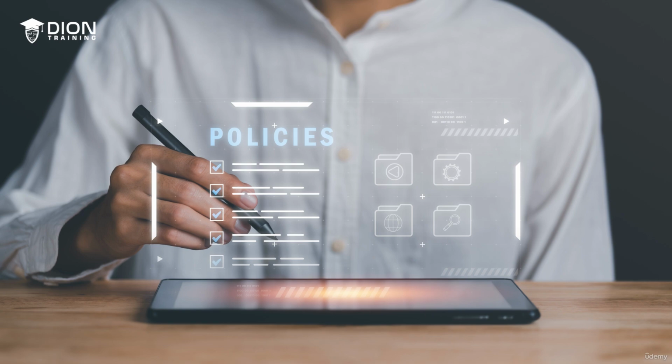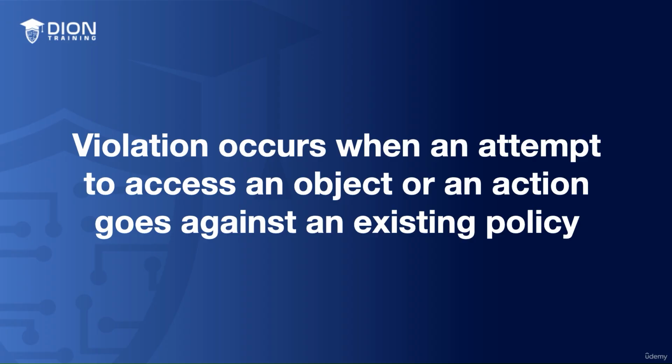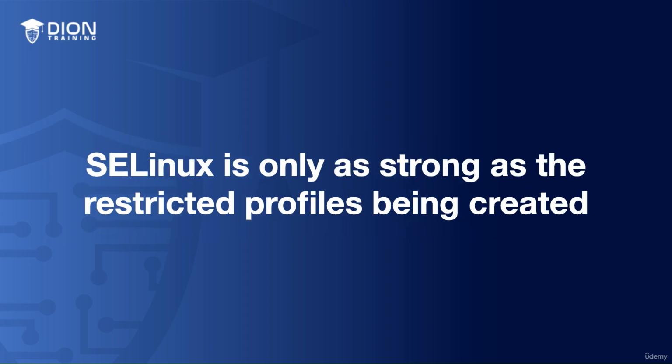Now, once SELinux is enforced on a system, there are going to be violation messages that are going to be captured as part of an audit log for you to be able to see what things people are doing that aren't inside of your policies that you're not allowing. Now, these violations can occur because somebody's trying to access an object or a file they don't have access to, or there's an action that goes against an existing policy and it's being blocked. When a system is first put under SELinux, it's possible to get a lot of false violations because your policies have to be tweaked, configured, and fine-tuned. Remember, SELinux is only as strong as the restricted profiles that you're creating. So if you create good restricted profiles and you harden your applications, this can prevent a lot of malicious attacks against your enterprise networks.